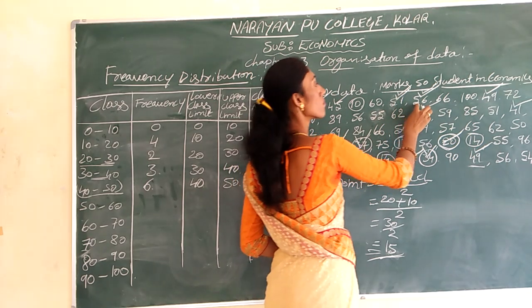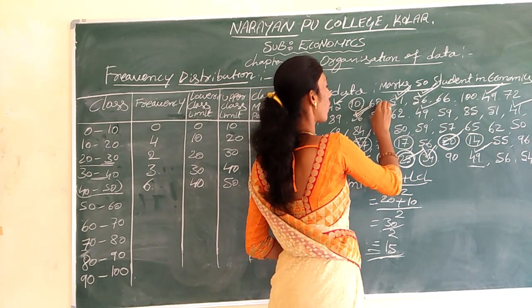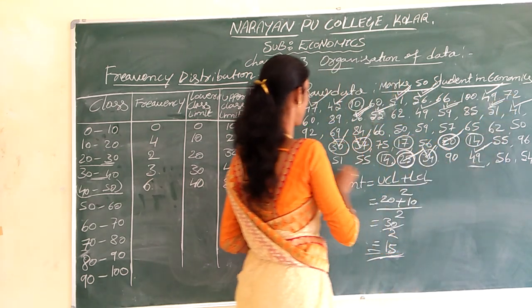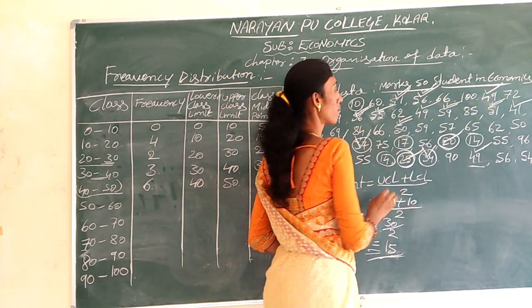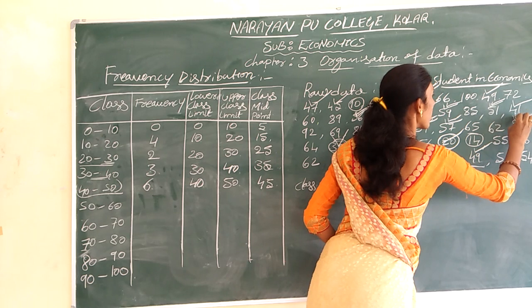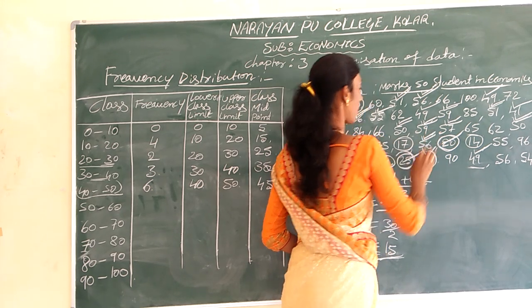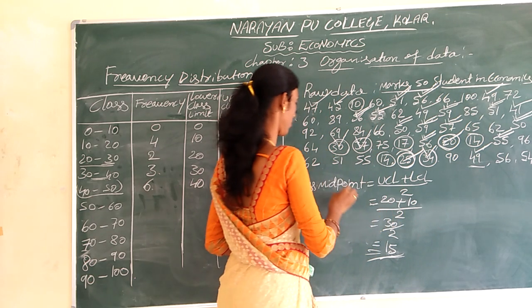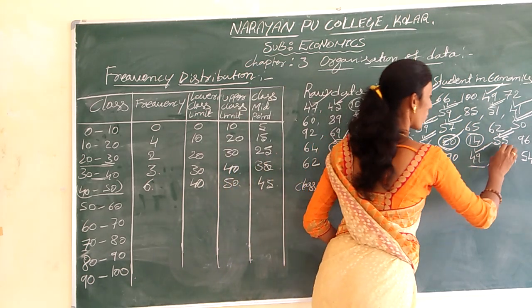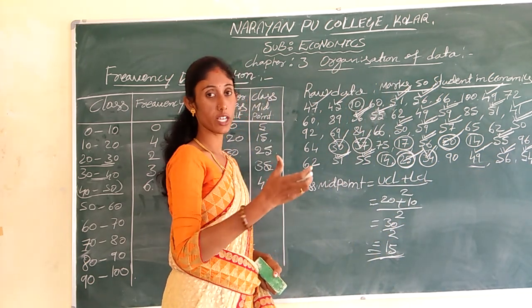1, 2, 3, 4, 5, 6, 7, 8, 9, 10, 11, 12, 13, 14, 15 and 16 values we got between the 50 to 60 range.